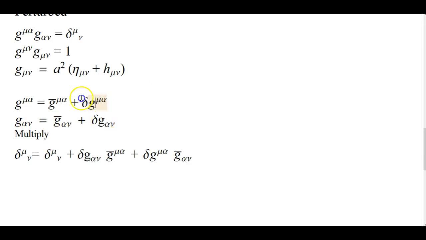So this multiplied by this we can drop, and we are left with this. Now here this cancels this, and then we are left with this is equal to minus of this.